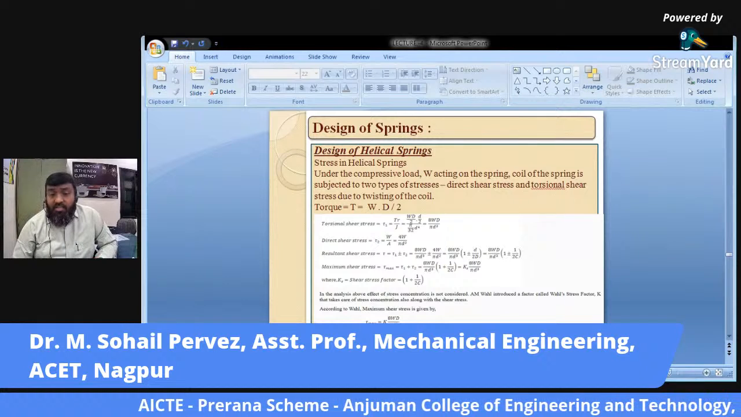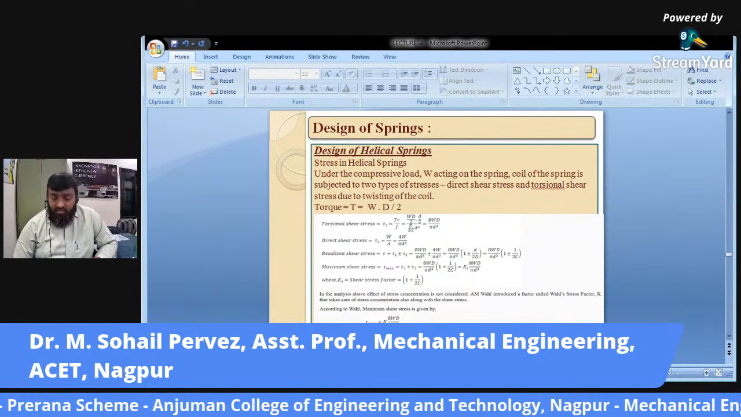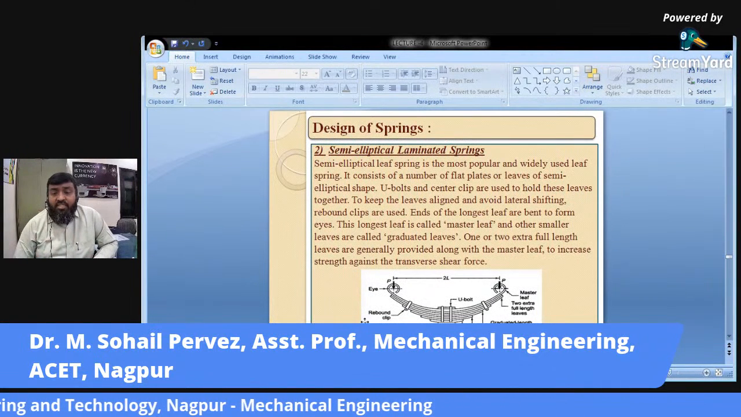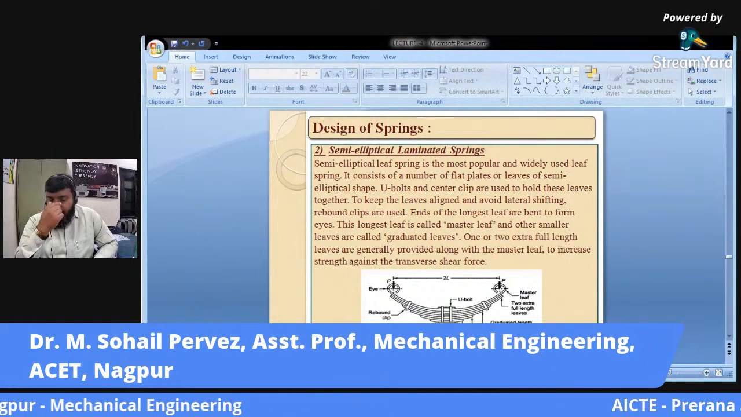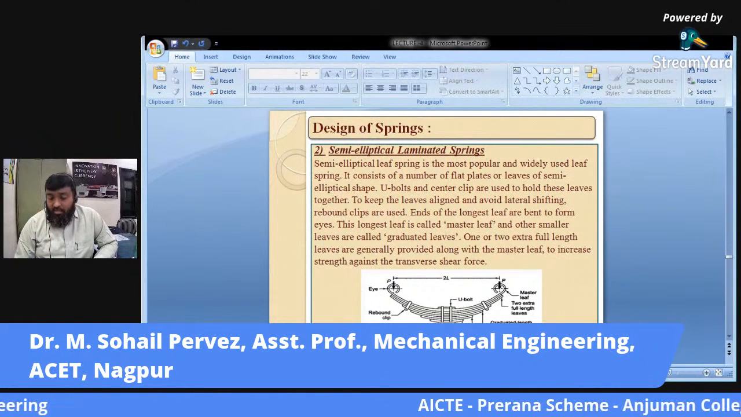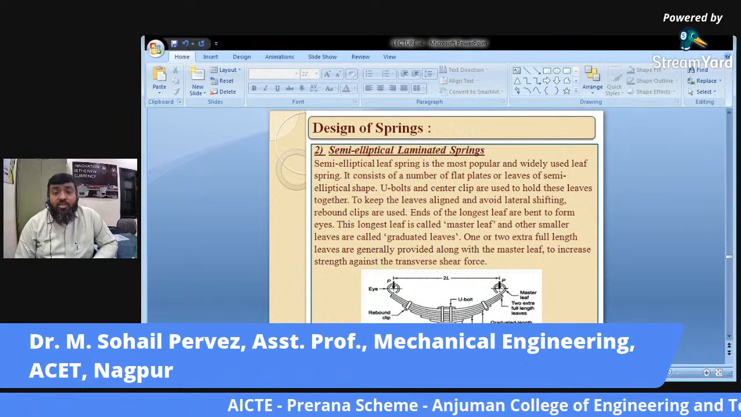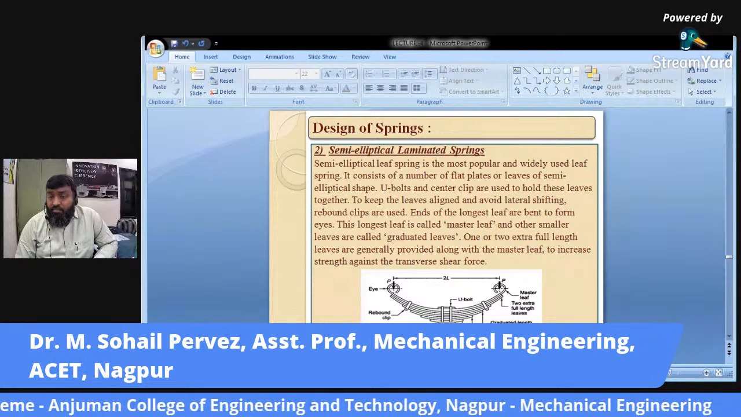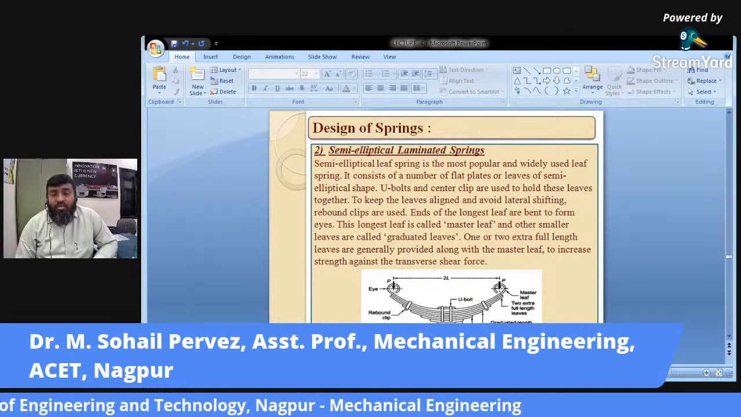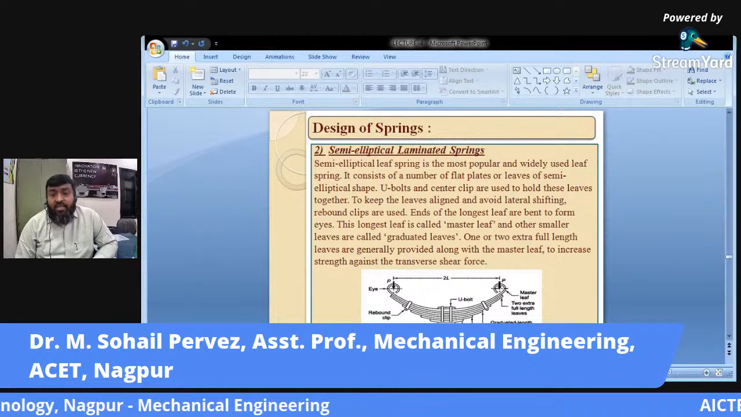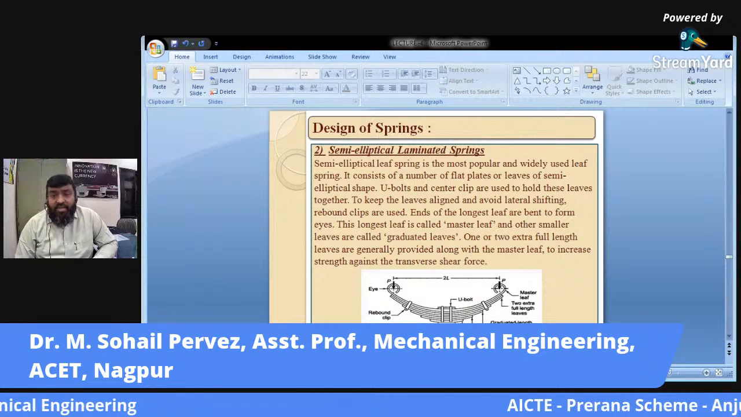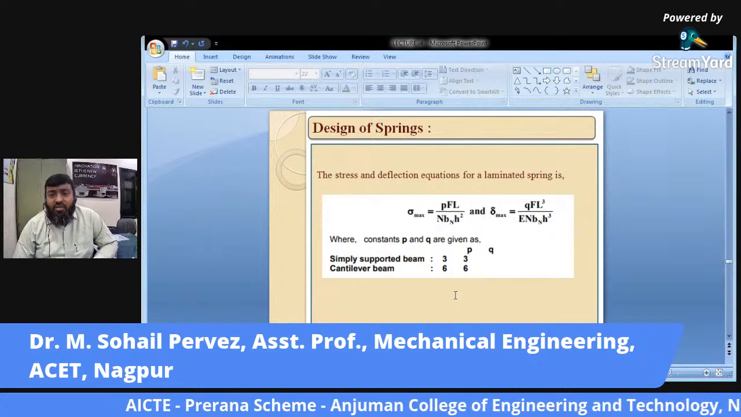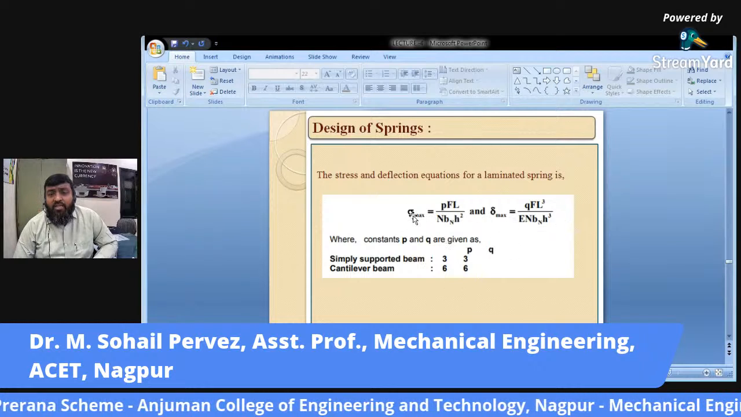So this is the stress concentration factor or the correction factor in helical springs. Generally Wahl's factor, since it is considering both aspects, is widely used. The other type, the semi-elliptical laminated spring, is very famous for your automobiles, basically commercial vehicles, even passenger vehicles also, and it is designed on the basis of bending. The entire design is based on the bending effect. So bending and deflection, these are the two basic equations for how we design based on bending stress and deflection.